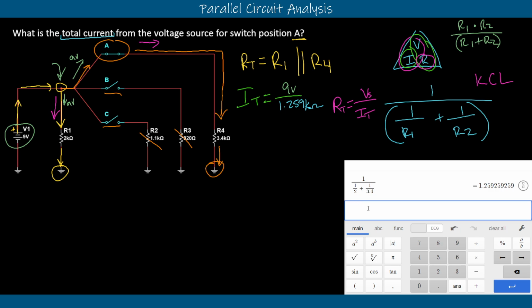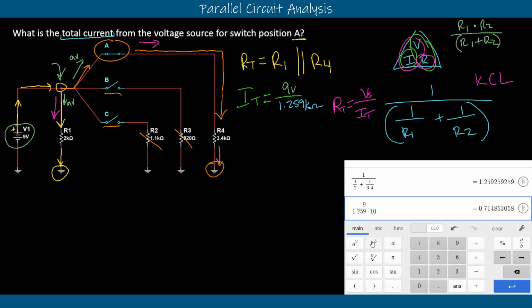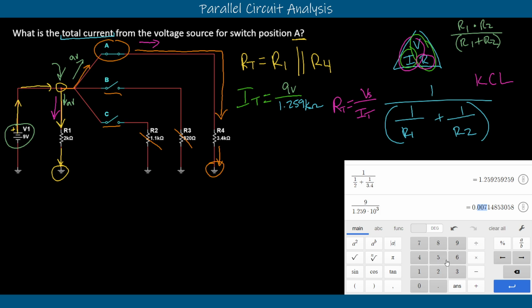Let's send this out. And we'll say that we have 9 divided by 1.259. Right? That gives us a kiloamps value. So we got to make sure that we multiply this by times 10 to the positive 3 so that we actually get our correct current out. That's a much smaller number. So make sure you account for all your zeros. You could even put it in as 1,259, and that would account for the zeros as well. That would move that decimal point back. Okay, so now we have our IT.